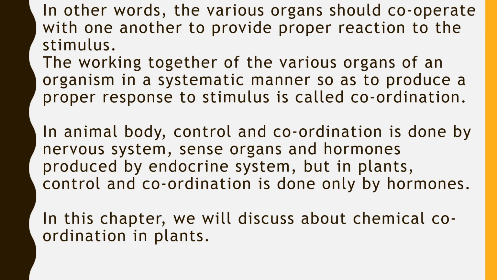In animal body, control and coordination is done by nervous system, sense organs and hormones produced by endocrine system. But in plants, control and coordination is done only by hormones. In this chapter, we will discuss about chemical coordination in plants.